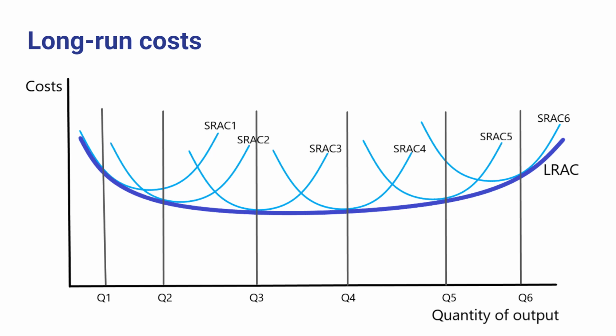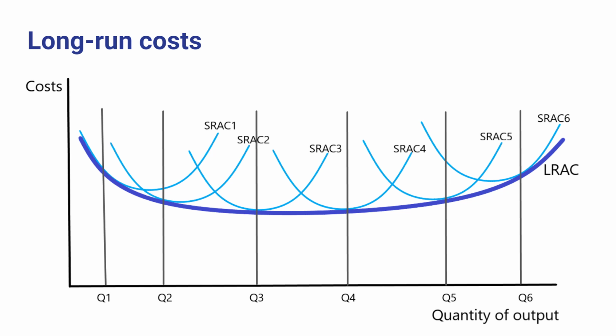Notice in each case that of the curves that are illustrated, those are the curves that would allow you to produce at the lowest possible long-run cost at each one of those output levels respectively. The short-run average cost curve SRAC1 is the least costly way of producing Q1, the short-run average cost curve 2 is the least costly way of producing Q2, and so forth as we move across the curve.